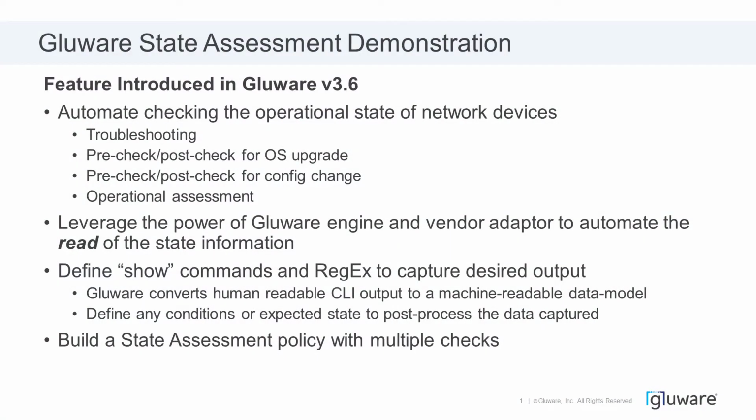In this video demonstration, we're going to look at this Gluware state assessment feature. This was first introduced, or productized, in Gluware version 3.6. So this is the automated checking of the operational state.